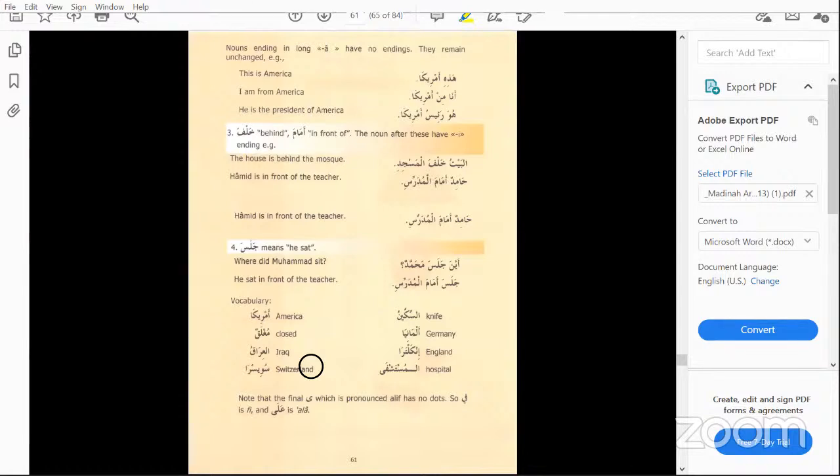He is the president of America. Huwa Raisu Amrika. Khalfa means behind. Amama means in front. The noun after these has an i ending. Example, the house is behind the mosque. Al-baytu khalafal masjidi. Hamid is in front of the teacher. Hamidun amamal mudarrasi. Jalasa means he sat. Where did Muhammad sit? Aina jalasa Muhammadun? He sat in front of the teacher. Jalasa amamal mudarrasi. Excellent.